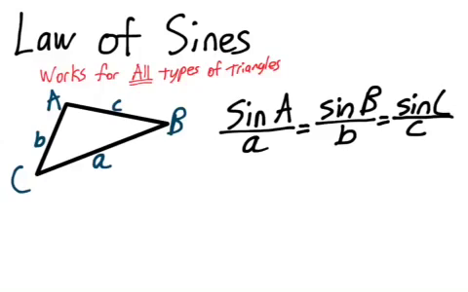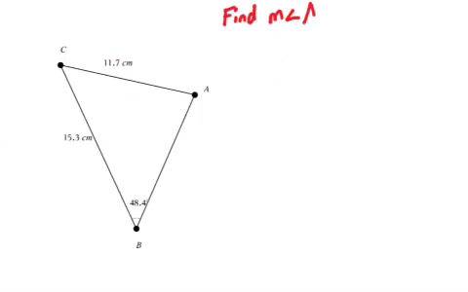Alright, let's try to work one with it. So here we're given a triangle, ABC. We've got the measure of angle B is 48.4, little b is 11.7, and little a is 15.3. Directions ask us to find the measure of angle A, so we need to find big A.